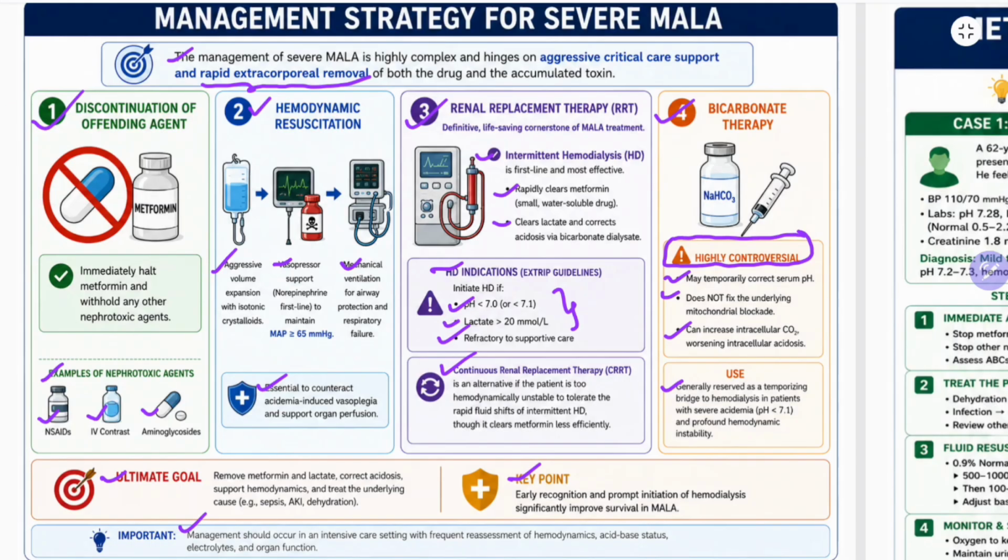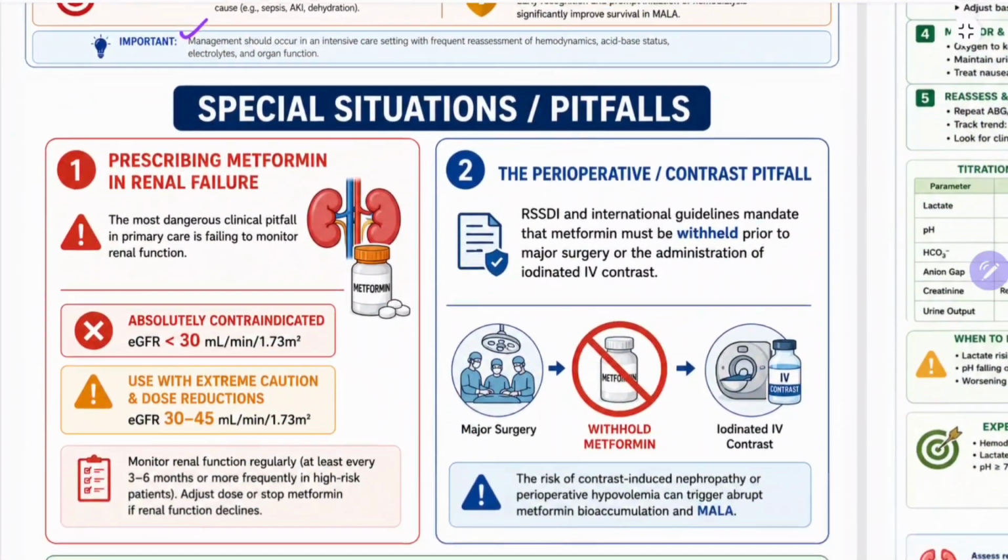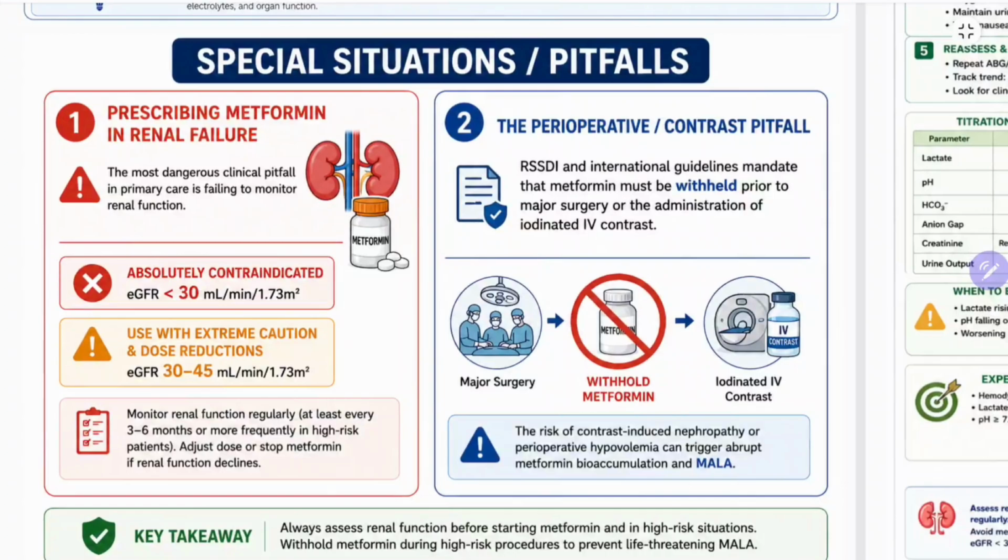Okay, and CNS decline will be present in both DKA and HHS. Okay, severe acidosis, MALA should be suspected along with hemodynamic shock. Coming to special situations and pitfalls. Prescribing metformin in renal failure. The most dangerous clinical pitfall in primary care is failing to monitor renal function.